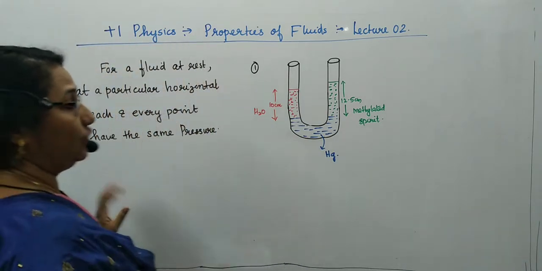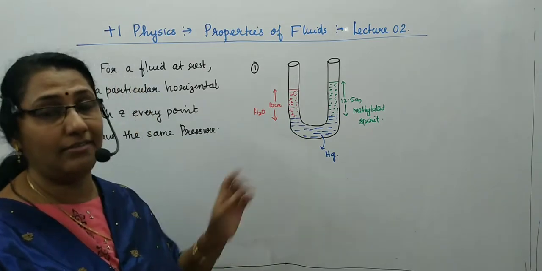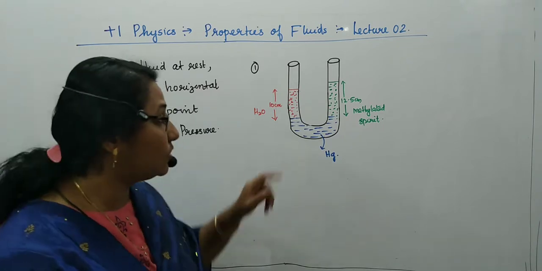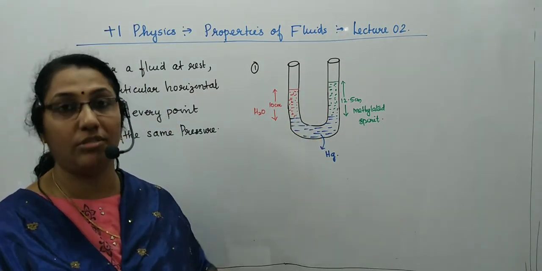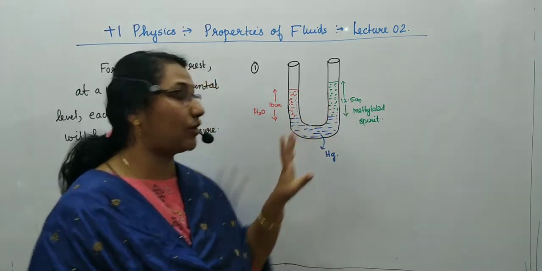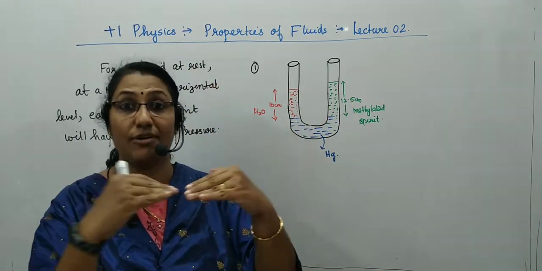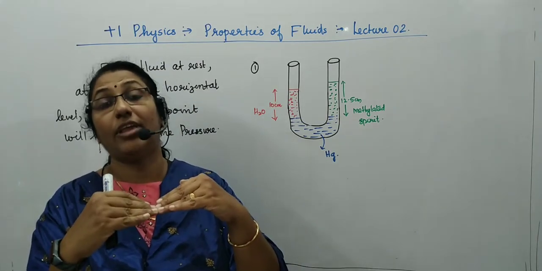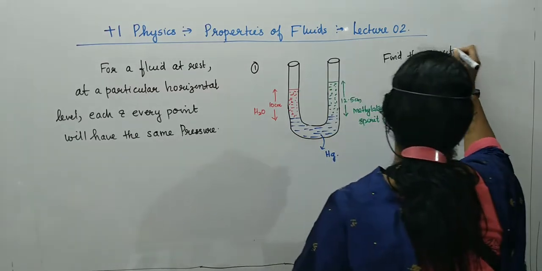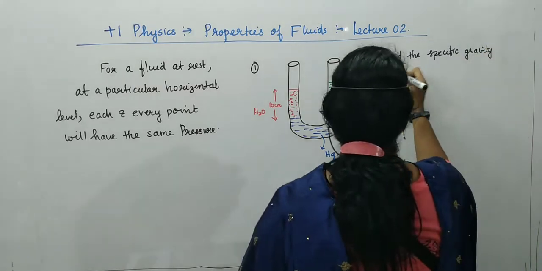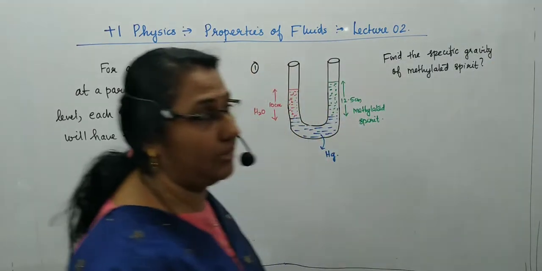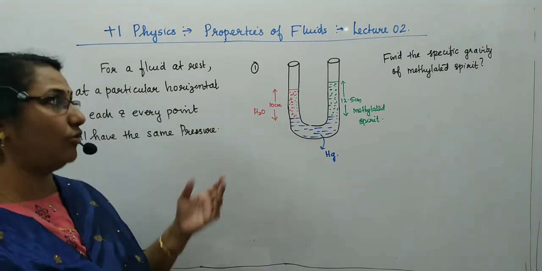So 12.5 centimeter of methylated spirit is added in the second limb, and in the first limb, 10 centimeter of water is added. During this process, the level of mercury is the same in both the limbs. Then the question is: find the specific gravity of methylated spirit. You have to find the specific gravity of methylated spirit, and we have to do this based on how to find the specific gravity.